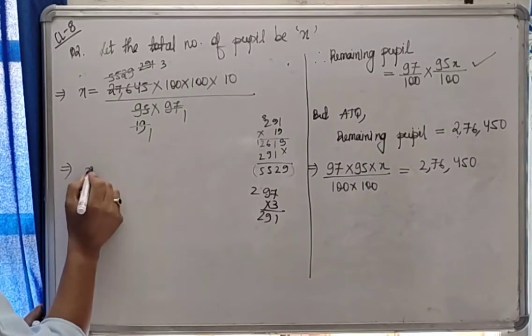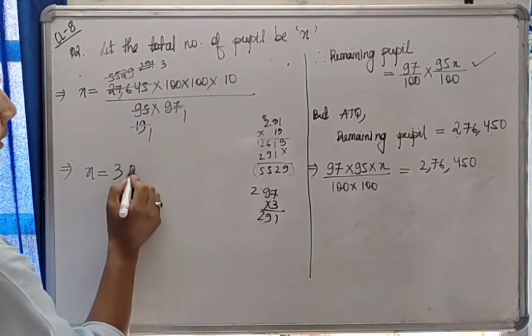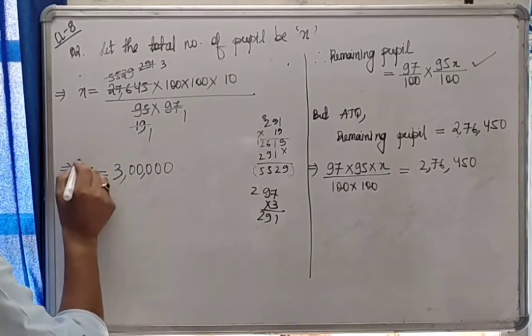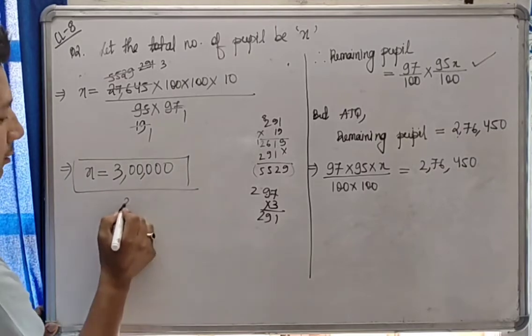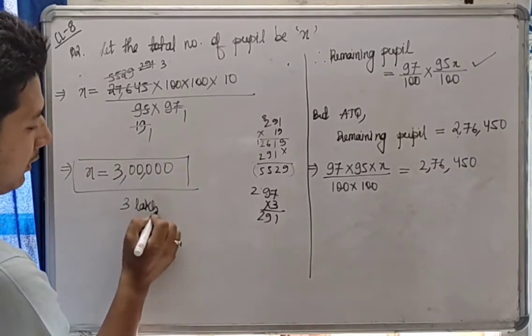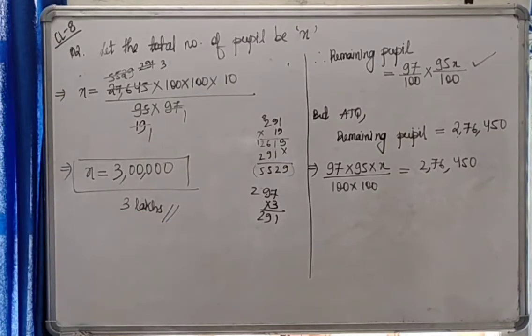So therefore x is equal to 3, and how many zeros? 1, 2, 3, 4, 5. So 5 zeros, which means 3 lakhs. 3 lakhs was the total number of population in that town. Okay, I hope you're clear with this, boys. So please pause the video and note it down.